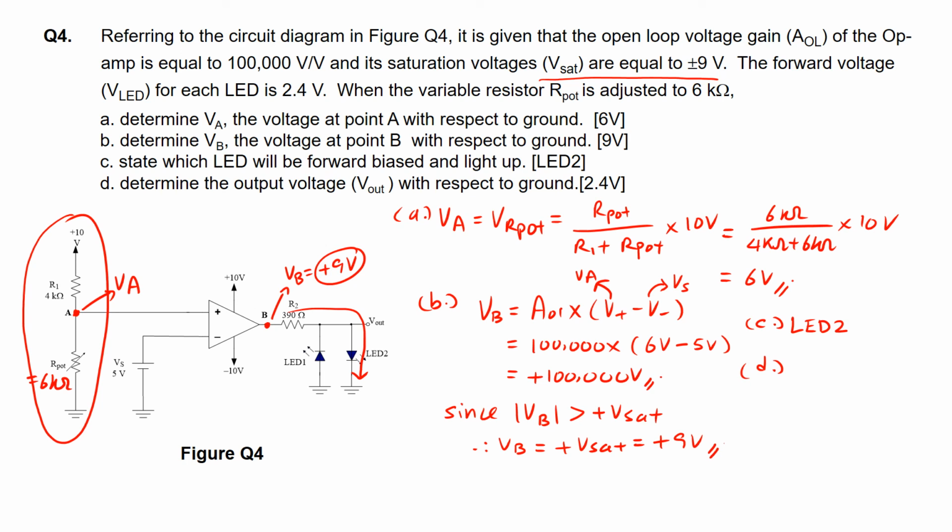On to part D: determine the output voltage V out. This is the output voltage here, V out, with respect to ground. So V out covers the voltage across LED 2, which is forward biased, and therefore V out will be equal to the voltage across LED 2. Since LED 2 is forward biased, V out will then be equal to 2.4 volts. And that's for tutorial 10.